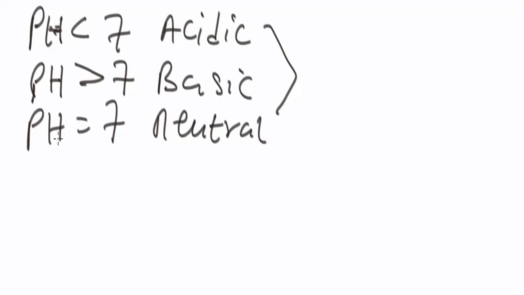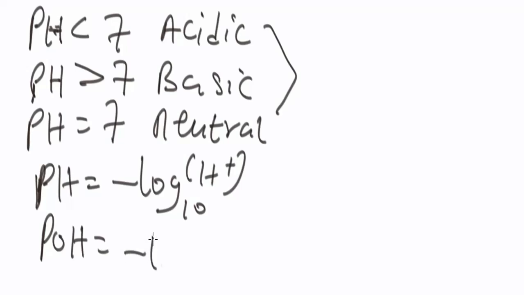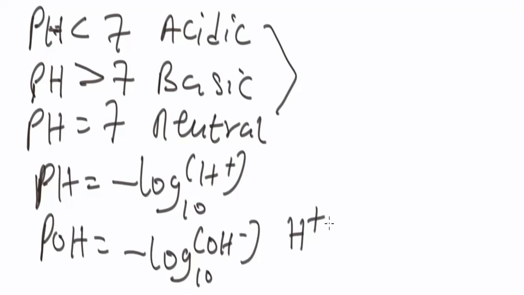Now, in acid and base chemistry, pH is defined as the negative log to the base 10 of its hydrogen ion concentration, whereas pOH is defined as the negative log to the base 10 of its hydroxide ion concentration. Note again that hydronium ion is the same thing as hydrogen ion. So these two terms mean the same thing.